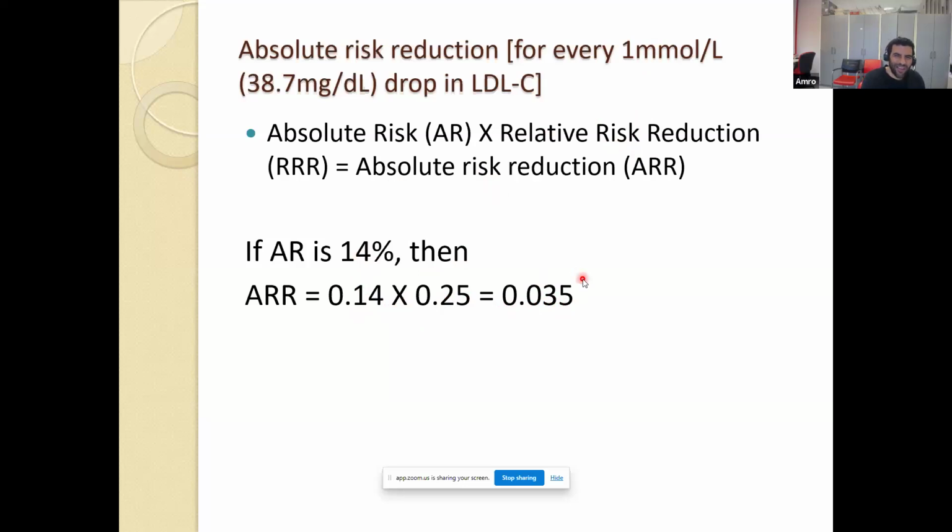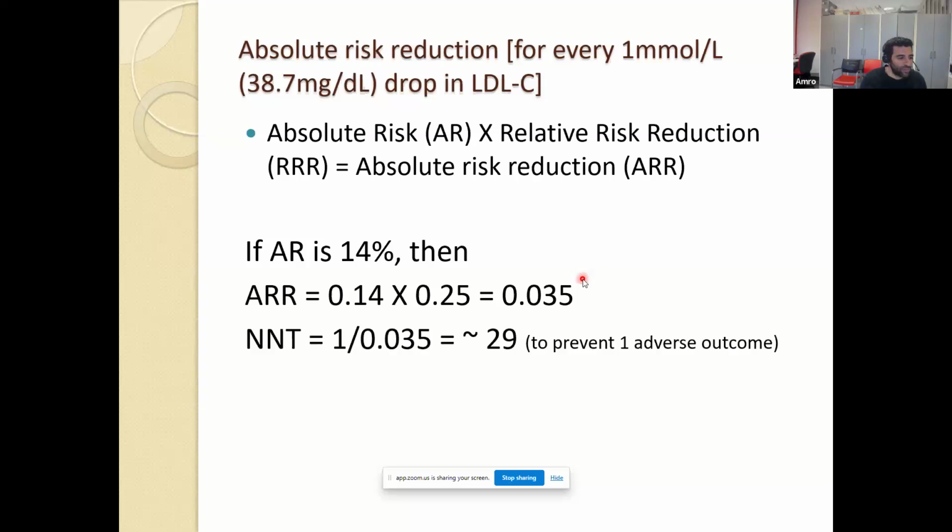But still, as a patient, I find that hard to understand. 3.5%, what does that actually mean? But we know, how do we convert absolute risk reduction to numbers needed to treat? We just divide 1 by the absolute risk reduction to work out the numbers needed to treat.